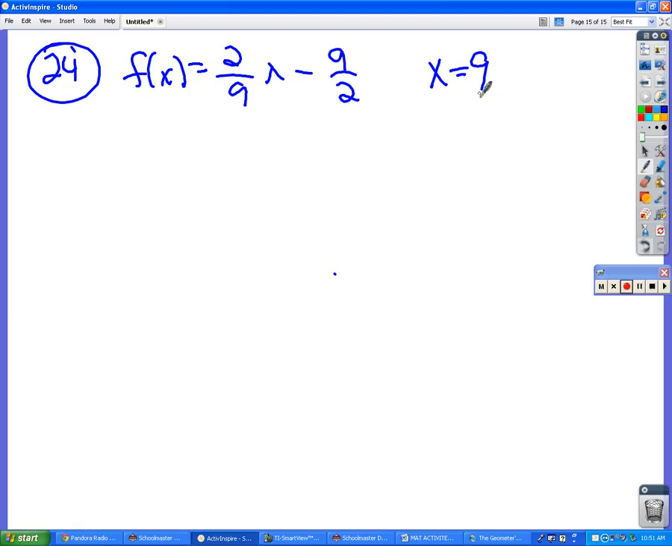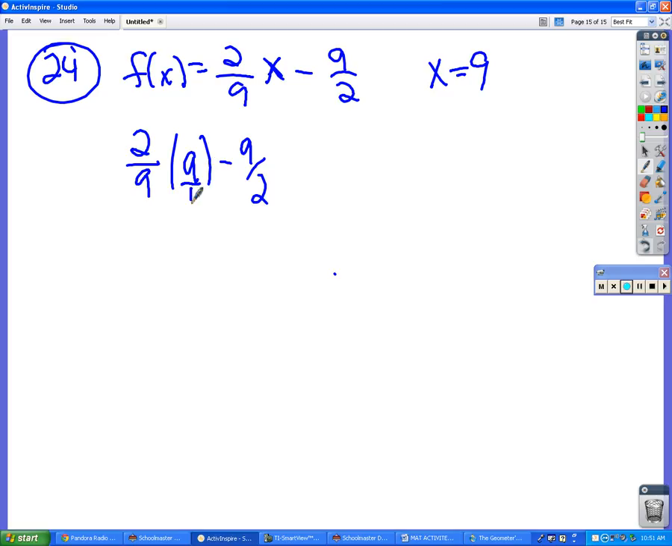All right, number 24. What's up next? We are supposed to just plug the 9 in there, right? Okay. So if I replace the x with a 9, what happens to these two things right here? They multiply. Right? And then when you multiply them, what do you get? 18 over 80.